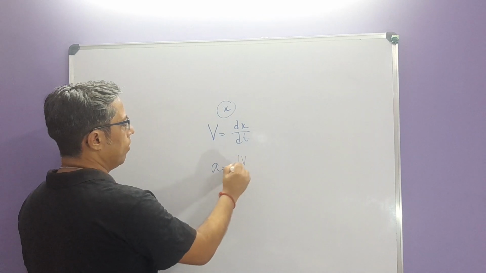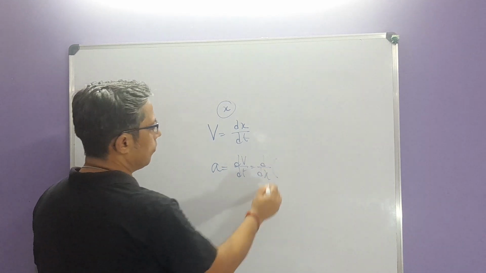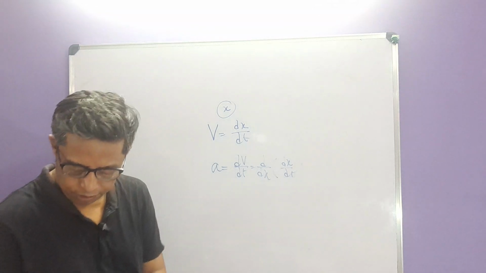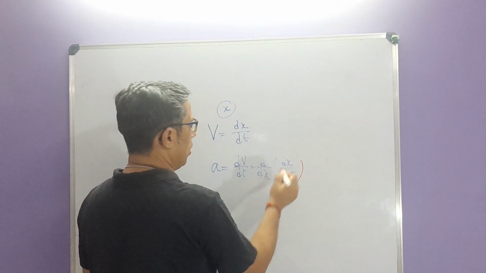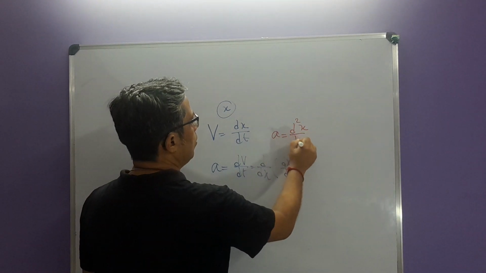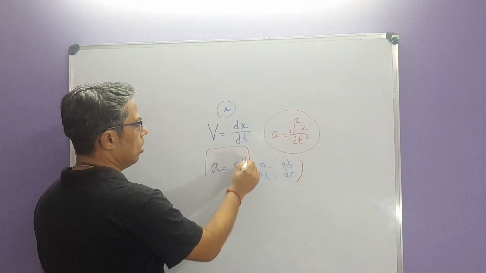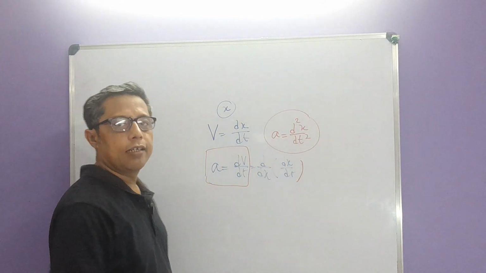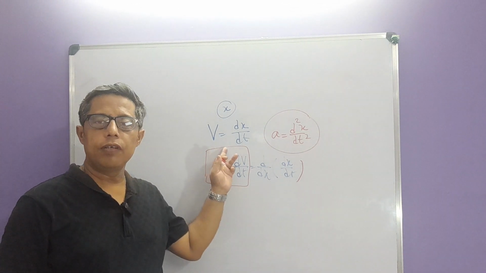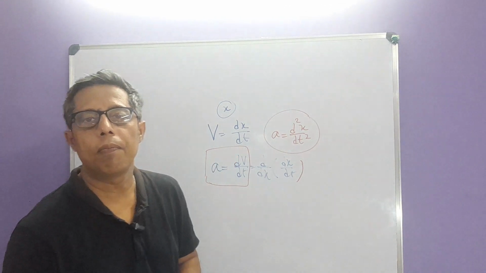Acceleration is the rate of change of velocity, that means d/dt of dx/dt. So acceleration means d2x/dt2. This is the presentation of acceleration. Okay, so these are the instantaneous velocity and instantaneous acceleration. Now let me show you one application of it.